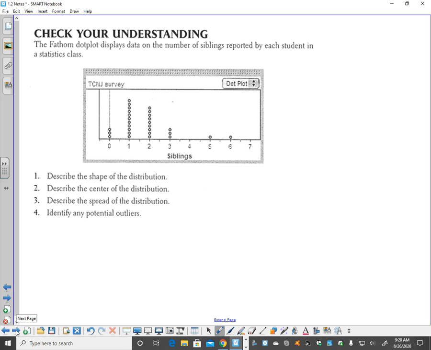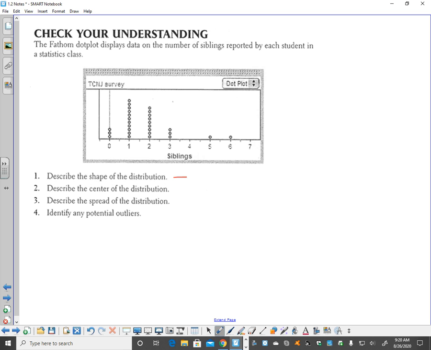Okay, check your understanding. The Fathom dot plot displays data on the number of siblings reported by each student in a stats class. So this is how many brothers and sisters everybody in a stats class has. Describe the shape, describe the center, describe the spread, and identify any potential outliers. Okay, I want you, not in beautiful sentences, do that when you're doing your test review or you're working on your homework. But for right now, just kind of jot down. So pause the video and describe shape, center, spread, and outliers.